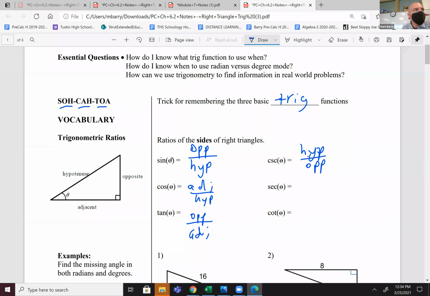Next up we have secant, abbreviated SEC. That is the reciprocal of cosine, so it's going to be hypotenuse over adjacent. And then lastly, we have cotangent. Cotangent, as the reciprocal of tangent, would be adjacent over opposite.